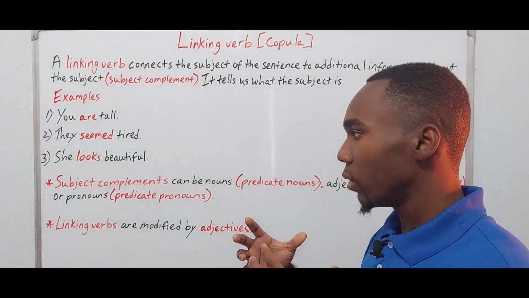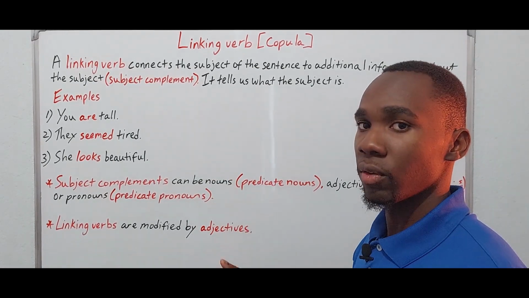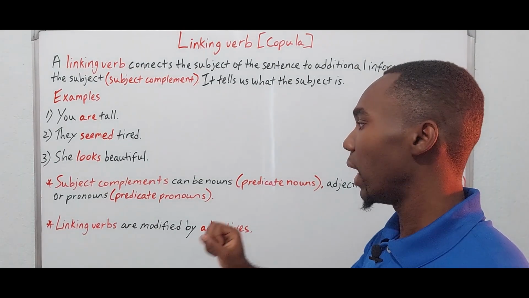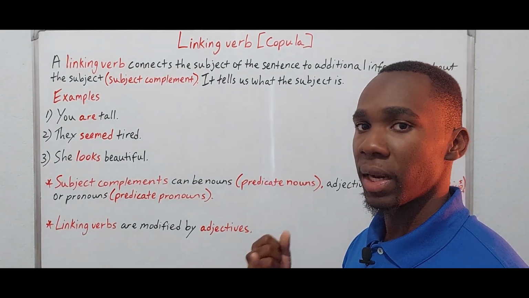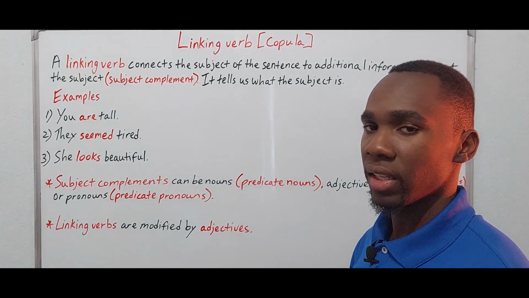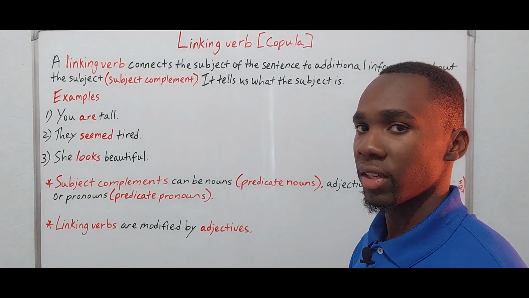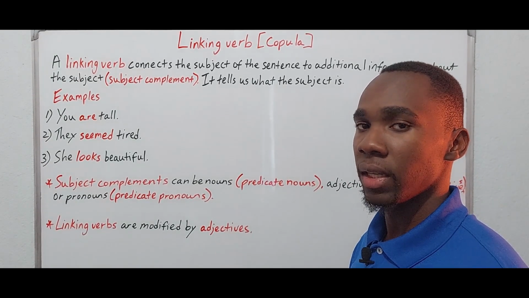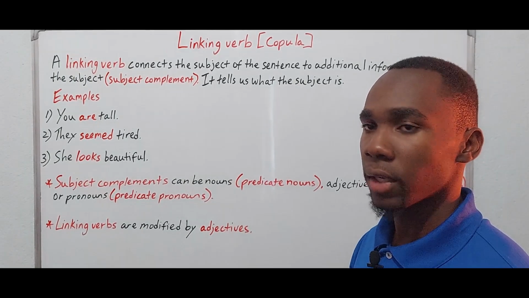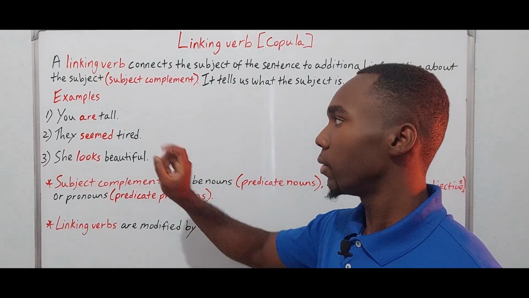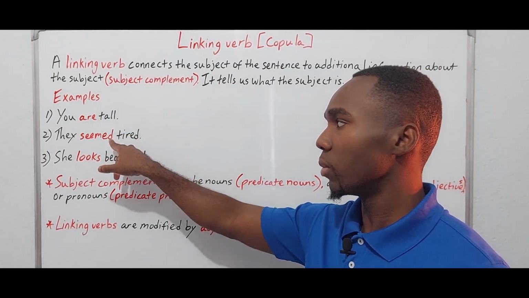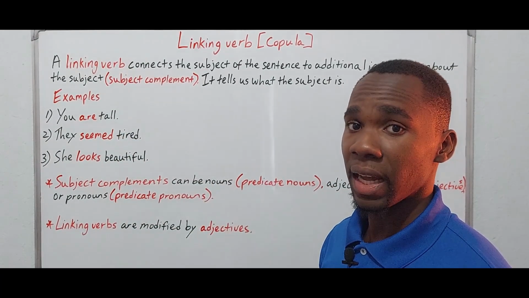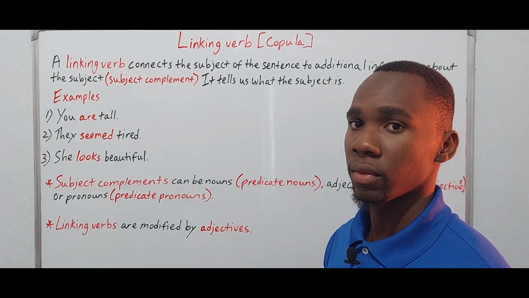And these are just nouns, adjectives, and pronouns that come after linking verbs. So any noun that follows a linking verb will be a predicate noun. Any adjective that follows a linking verb will be a predicate adjective. And any pronoun that follows a linking verb will be a predicate pronoun, okay? So let's look at these examples here. All of these verbs are followed by adjectives. Therefore, these will represent predicate adjectives because they follow linking verbs.